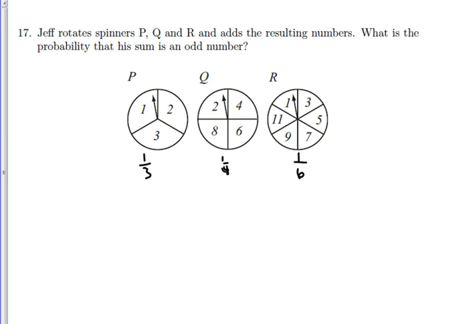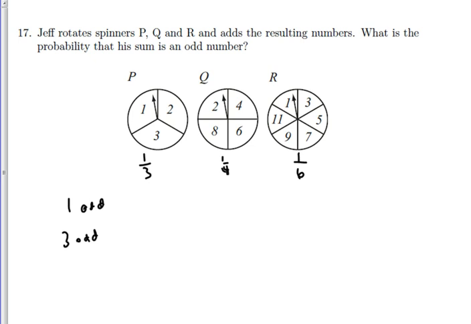Now, the important fact you need to understand about getting a sum of an odd number is you either need to have exactly one odd number or all three of them being odd numbers. Because if you have two odd numbers, an odd plus an odd is an even, right? 3 plus 5 is 8, 7 plus 13 is 20. Any two odds you add together always give you an even number. And then if you add an even with an even, it always gives you an even.